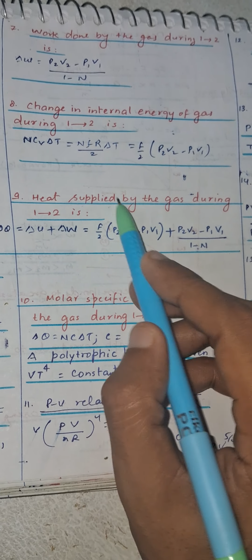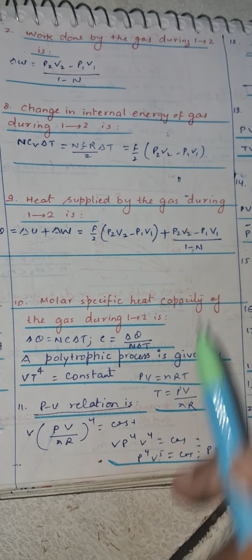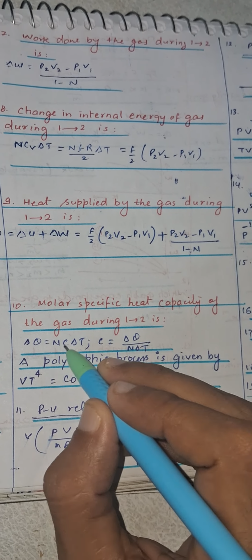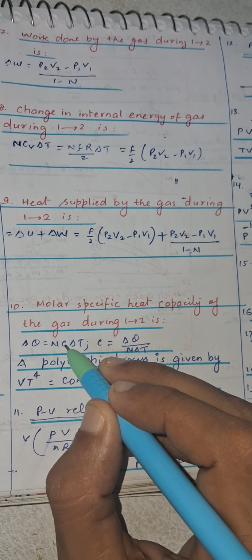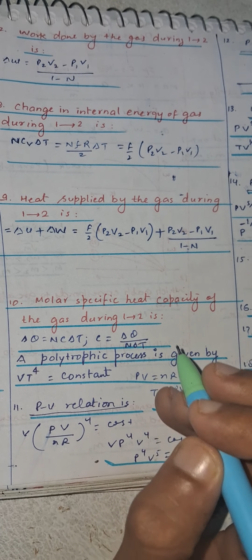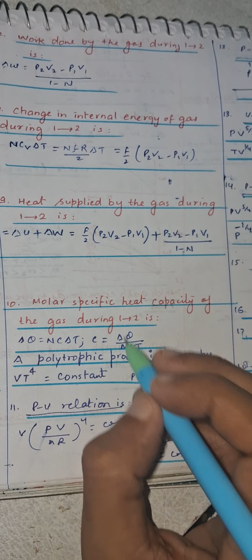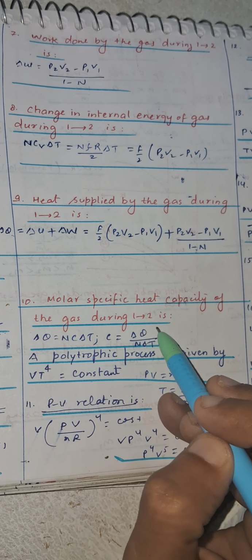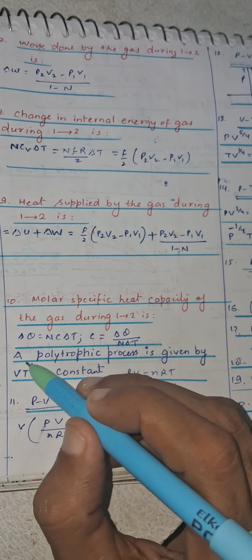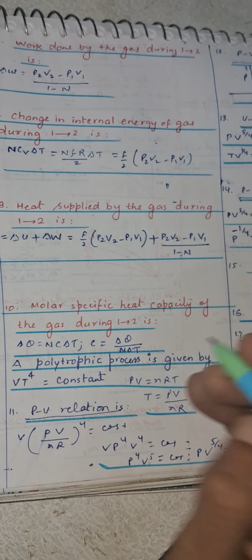Then the next question, heat supplied by the gas during 1 to 2. So using delta Q is delta U plus delta W, we have this expression. Then is molar specific heat capacity of the gas during 1 to 2. So using the concept that delta Q is nC delta T, C will be delta Q by n delta T. So that will be the molar specific heat capacity over here. You just substitute the value of delta Q, and from there a relation can be found in terms of P1, V1 and n.